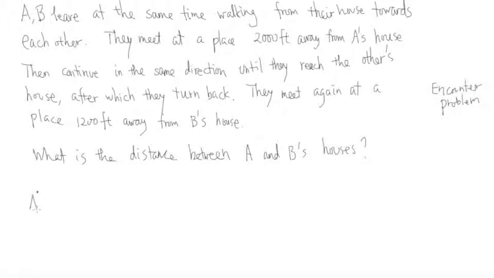You have two persons, A and B, living apart, and they walk towards each other at the same time. So A starts to walk towards B, and B starts to walk towards A. And they meet at a place 2,000 feet away from A. And then after that, they keep walking. So A will keep walking until he reaches B's place and then turns back. And similarly, B will keep walking until he reaches A's place and then turns back.